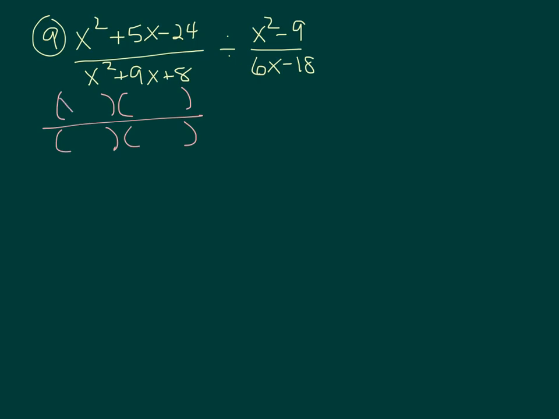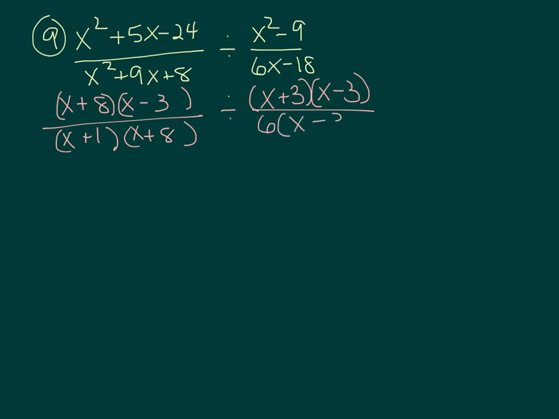So when I factor it, first thing I have, I am going to come up with the two numbers that multiply to 24 and add to 5. The ones that I'm going to want are going to be positive 8 and negative 3. Next thing I do, same thing down here, I get two numbers that multiply to 8, add to 9, that gives me x plus 3, x plus 1, x plus 8. And next thing I'm going to do is x squared minus 9 is a difference of squares, so I get x plus 3, x minus 3. 6x minus 18, I have a GCF in there of 6. I can factor that out and get x minus 3.